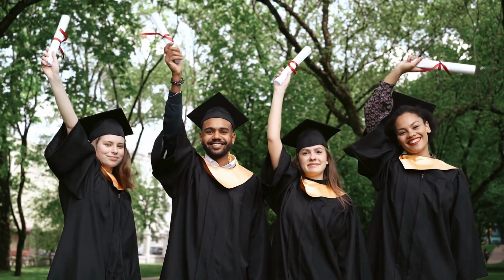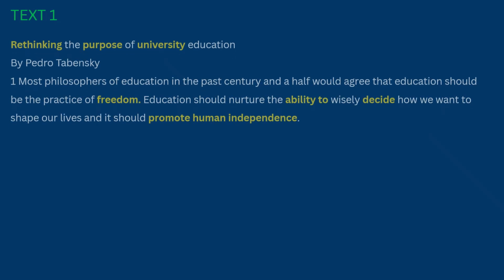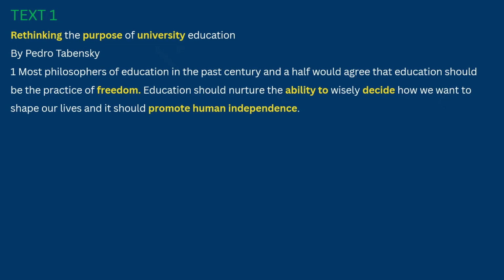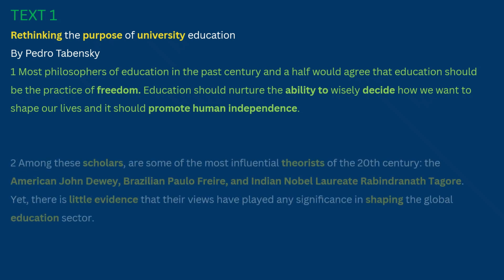Here is the comprehension passage taken from the insert, Rethinking the Purpose of University Education by Pedro Tabansky. Paragraph 1. Most philosophers of education in the past century and a half would agree that education should be the practice of freedom. Education should nurture the ability to wisely decide how we want to shape our lives, and it should promote human independence.